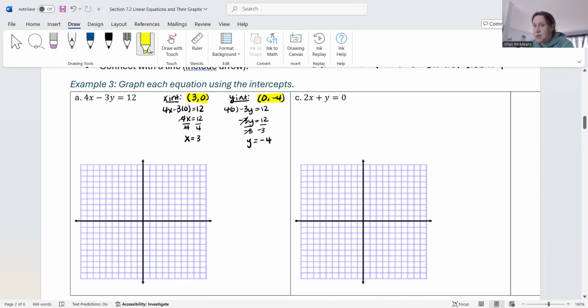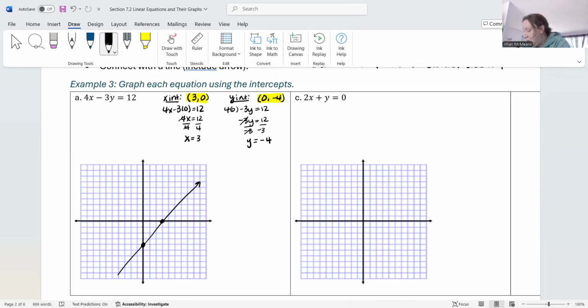Now for step 2, we essentially do the point plotting method, just with 2 ordered pairs instead of 5. We want to plot these 2 ordered pairs. On the x-axis, we have the ordered pair 3, 0. So from the origin, I go to the right 3, and I do not go up or down. Now I want to plot the y-intercept. On the y-axis, I have the point negative 4. From the origin, I would not go left or right. I would just go down 1, 2, 3, 4.